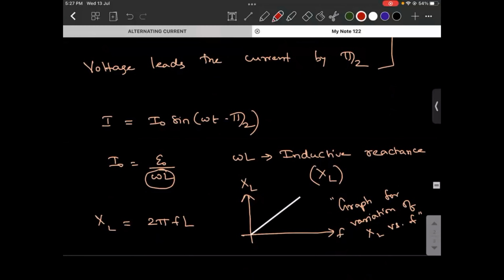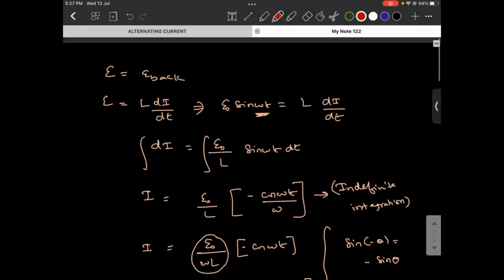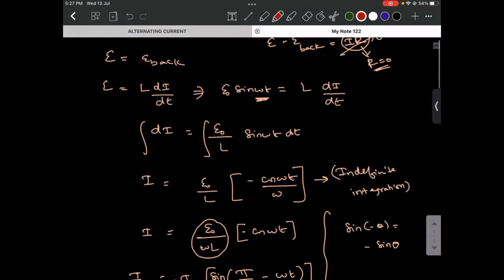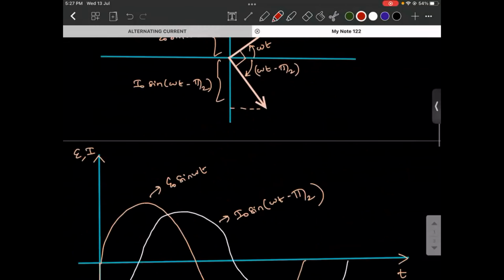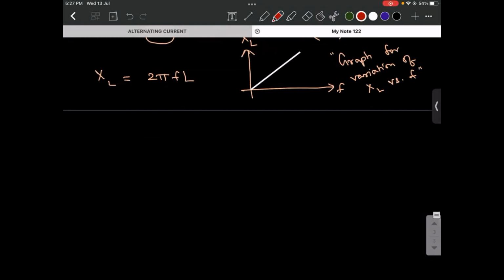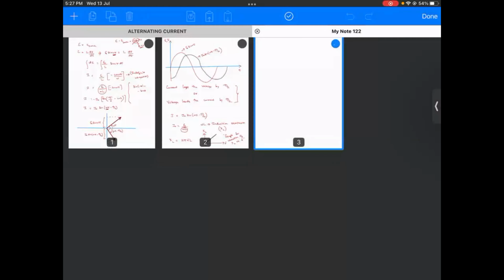Sir, can you tell why E minus C backward was 0 in starting? Because resistance is 0. I wrote it as I into R, but R is 0 because it's a purely inductive circuit. R is considered to be 0. Okay. Yes, sir.